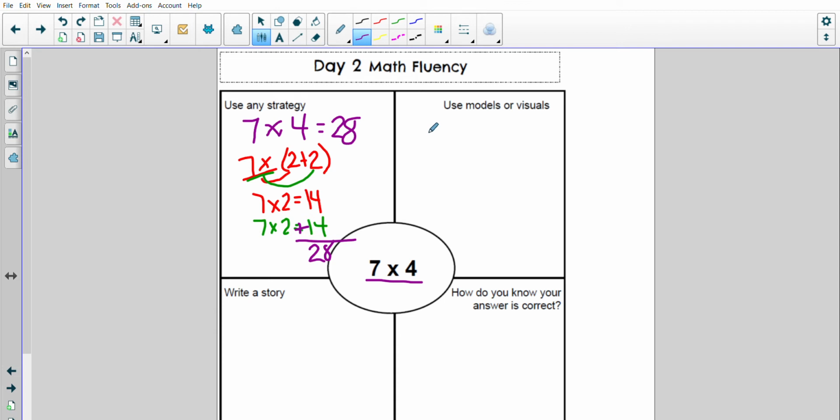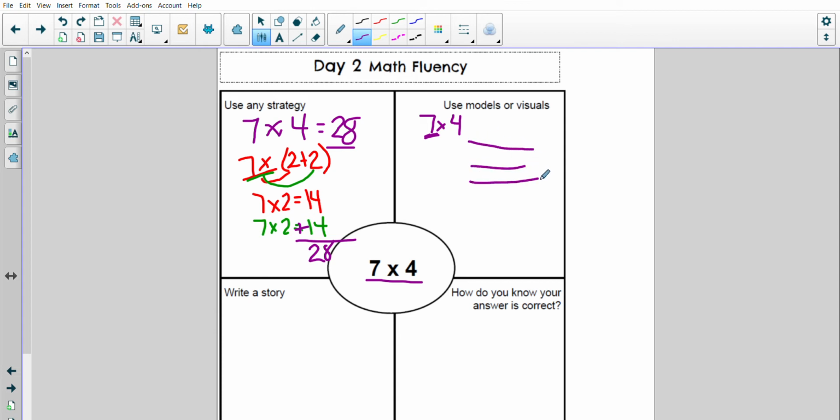All right, so again, you can always use a different strategy there if you want, but make sure this strategy and this strategy are different. This time I'm going to use models or visuals to solve this problem. Again, I should still get 28, but this time I need a picture. So I know 7 times 4. This first 7 is going to stand for how many equal rows in an array, or how many equal groups. Let's do an array. So I have 7 rows.